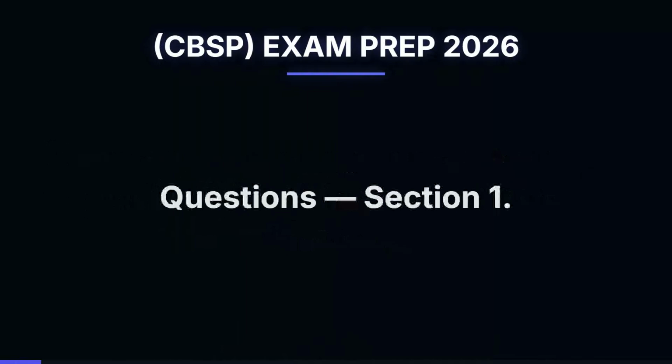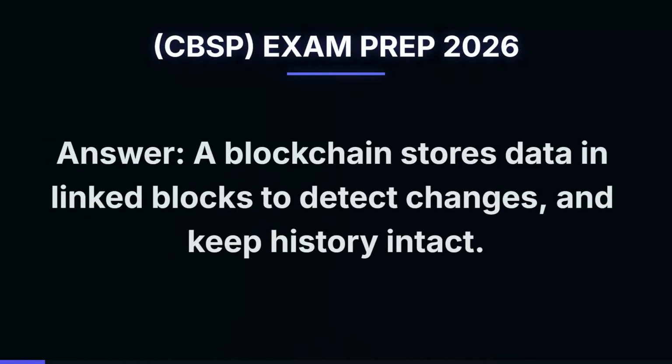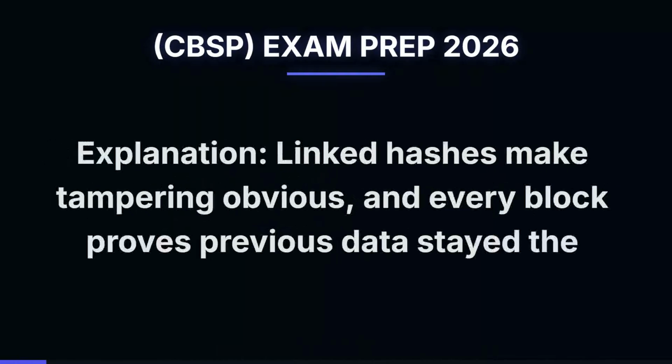Questions. Section 1. 1. What is a blockchain, and why does it store data in linked blocks? A blockchain stores data in linked blocks to detect changes and keep history intact. Linked hashes make tampering obvious, and every block proves previous data stayed the same.